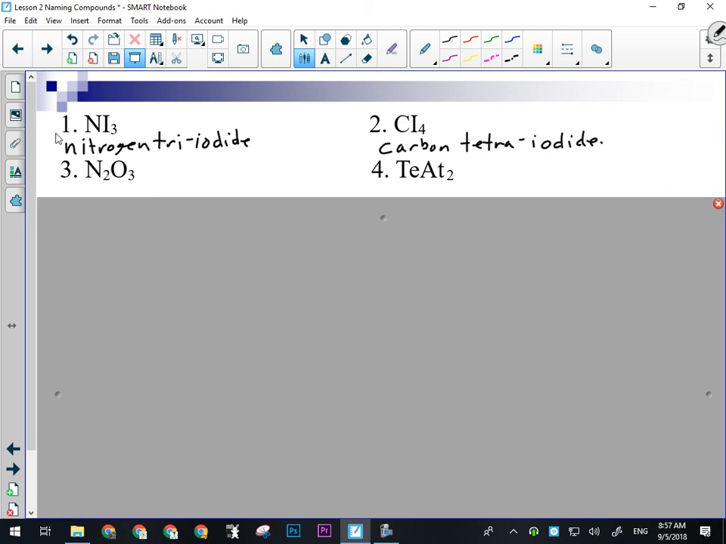All right. For number 3, I've got 2 nitrogens and 3 oxygens. This is going to be dinitrogen trioxide. Sorry, oxide, I got 2 iodines in a row. All right, and then for number 4, we've got tellurium and astatine. So this will be tellurium diastatide. Okay, questions on those 4? All right.